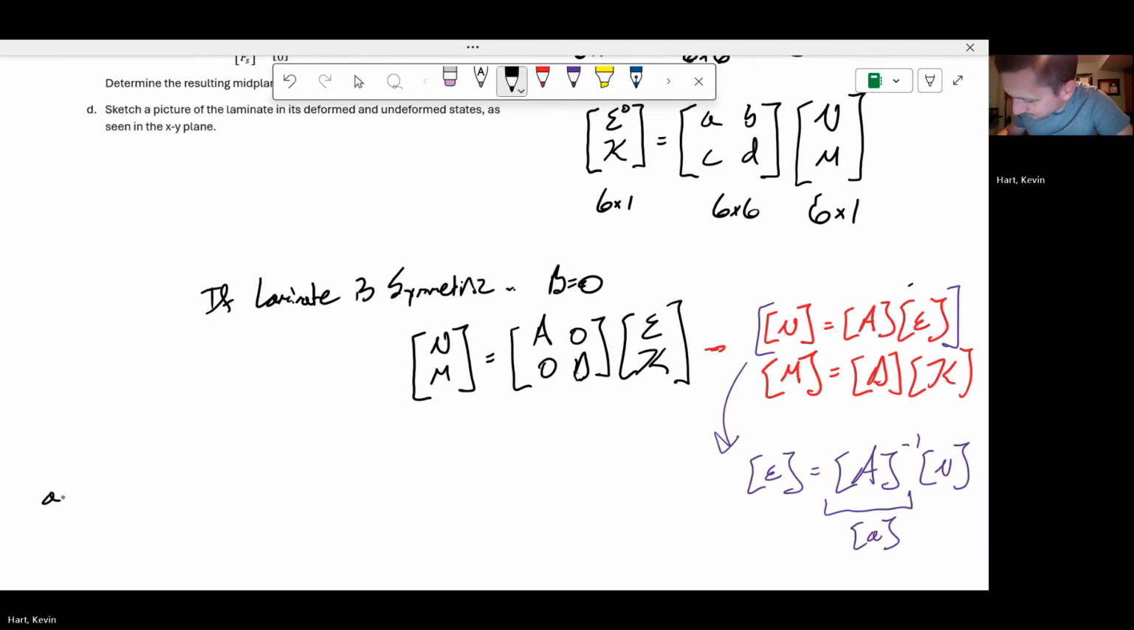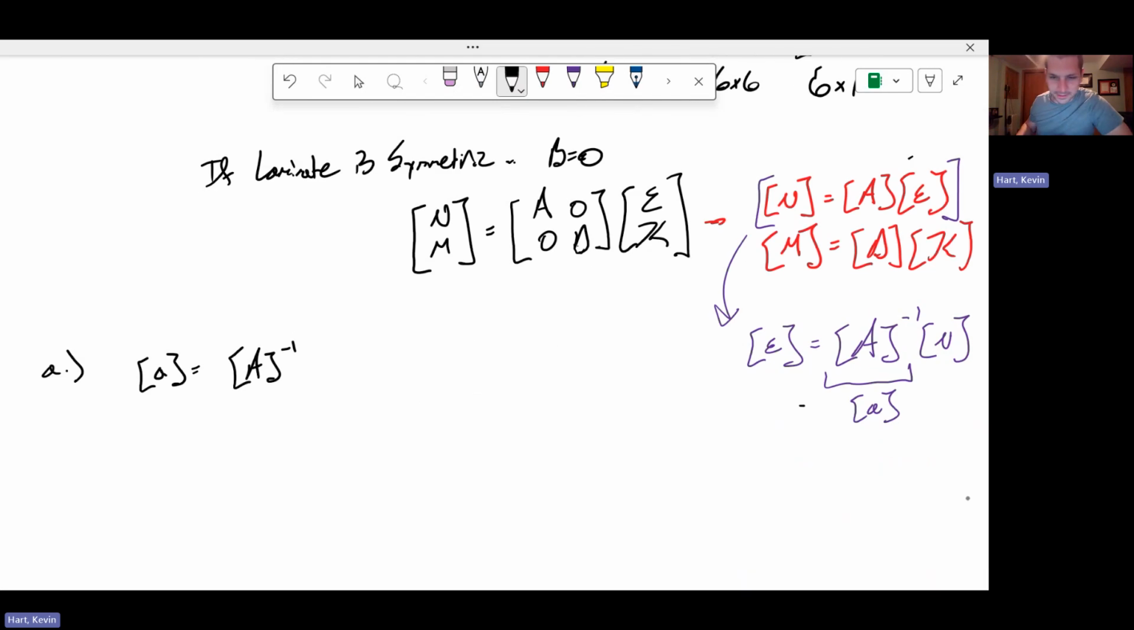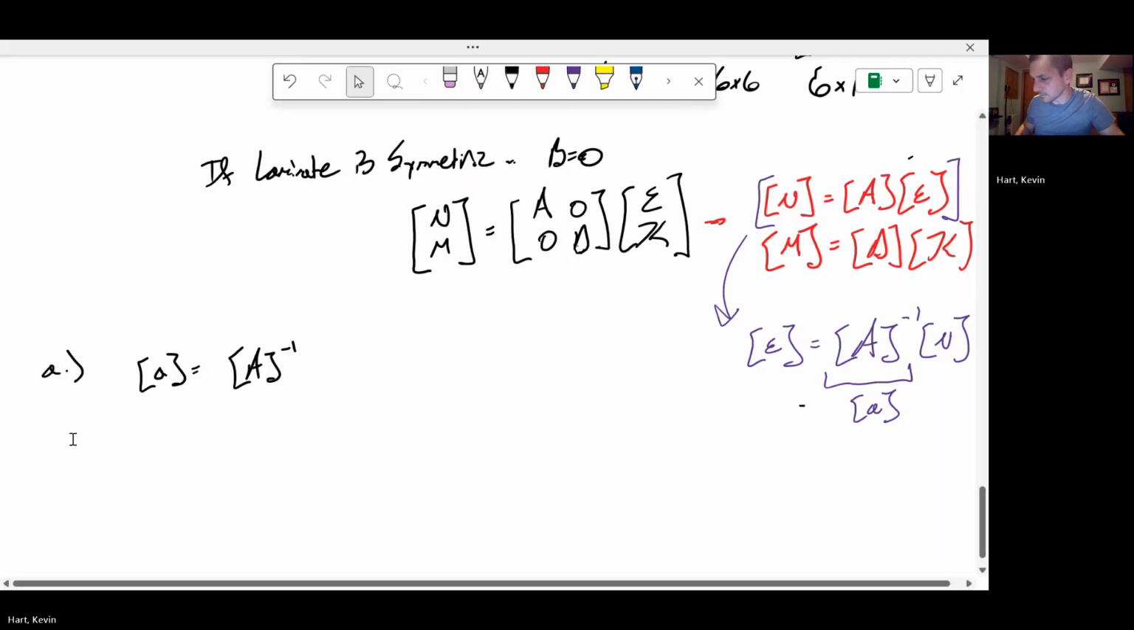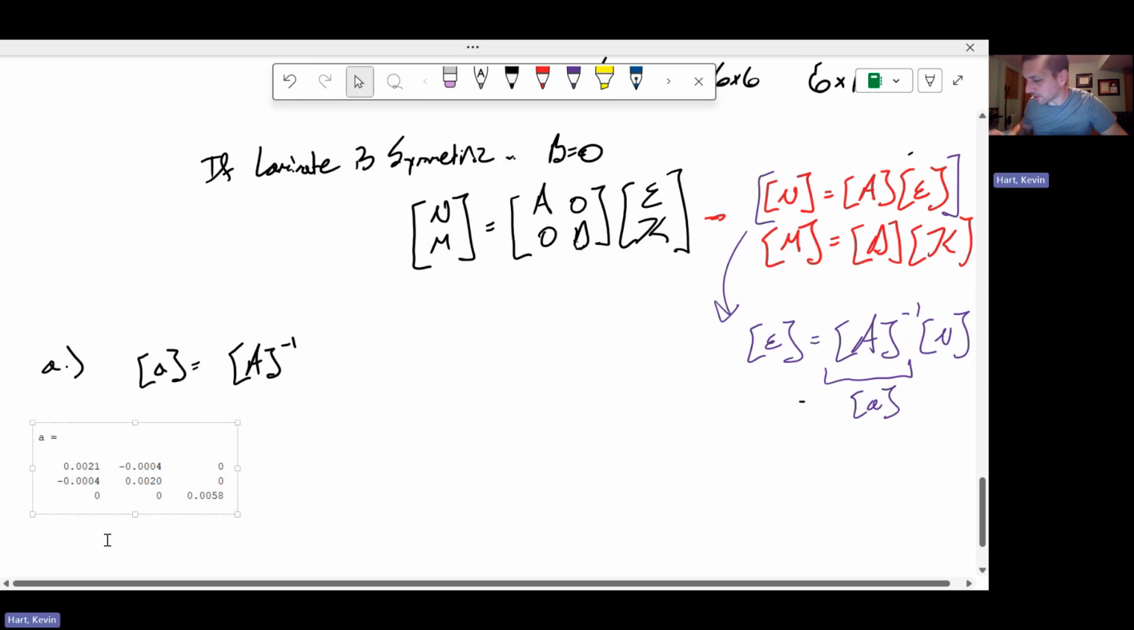The little a matrix is just capital A inversion. You can do this in MATLAB, you can do this on your calculator, whatever you want. I did it in MATLAB. Away you go, you get something that looks like this. This is the little a matrix, and this is going to be in units of 1 over GPa. Okay, so that's part A. Part B.